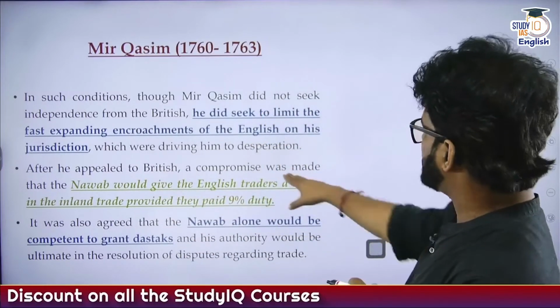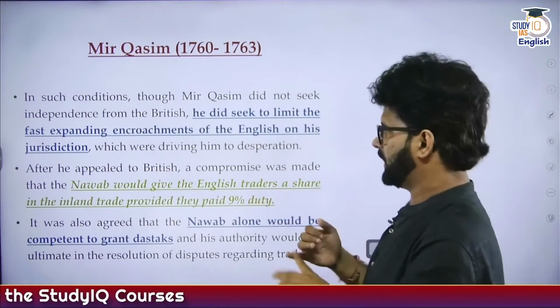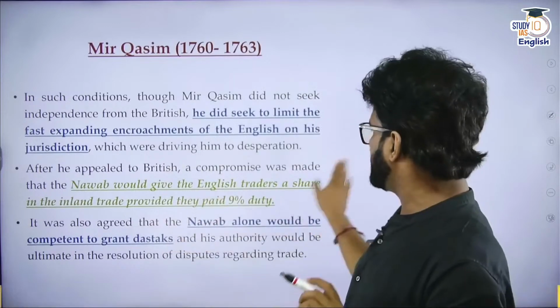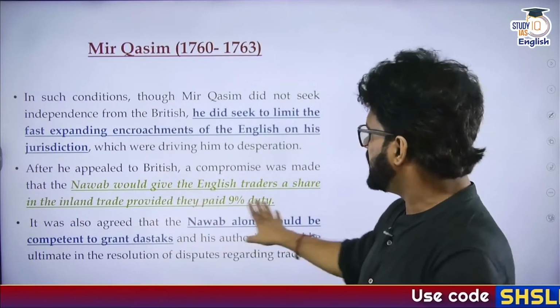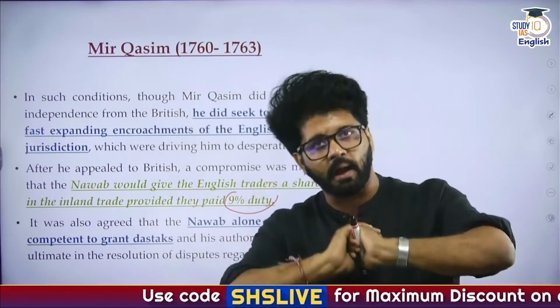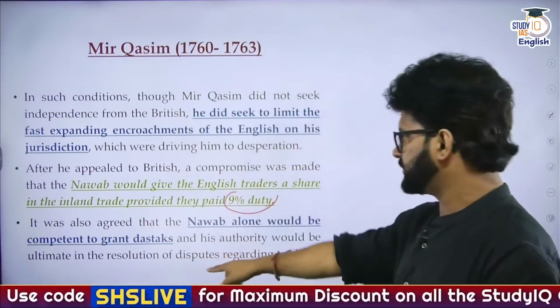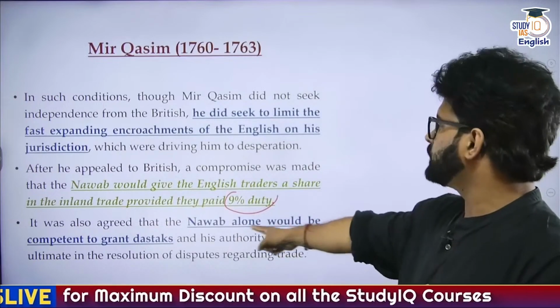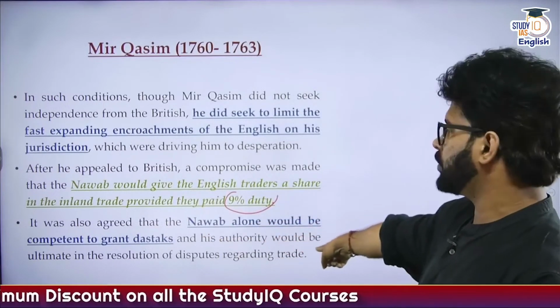After he appealed to the British, a compromise was made. The Britishers were like, okay, let's hear him out. The Nawab would give English traders a share in the inland trade, provided they paid 9% duty. You can do this inland trade, and in return, you will not misuse the dastak system. It was also agreed that the Nawab alone would be competent to grant dastak and his authority would be ultimate.